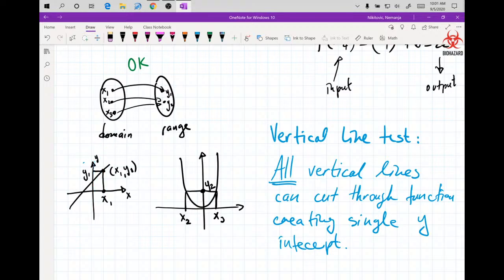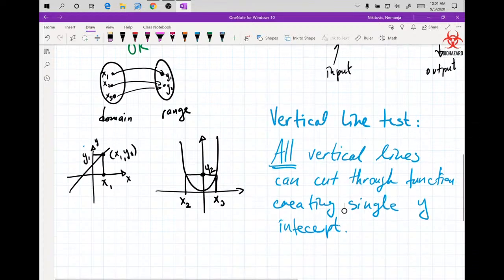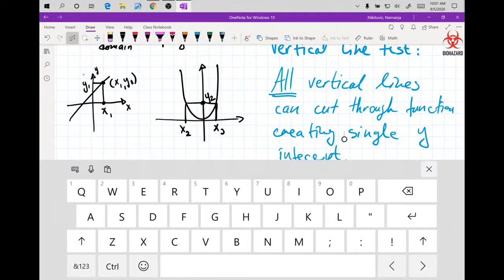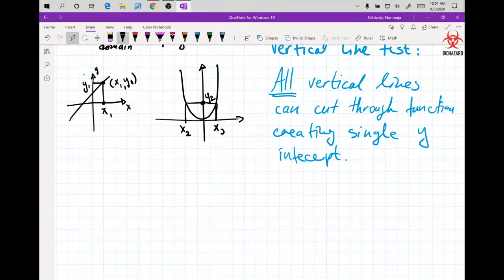So something is a function if it passes the vertical line test, meaning that the function is cut exactly once by these lines. Now, what happens if you have something that is not a function? For instance, a circle or ellipse in this case.